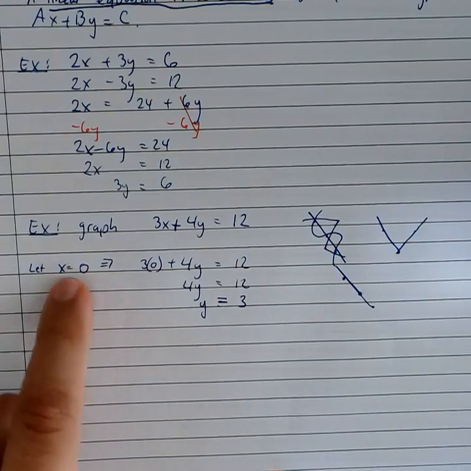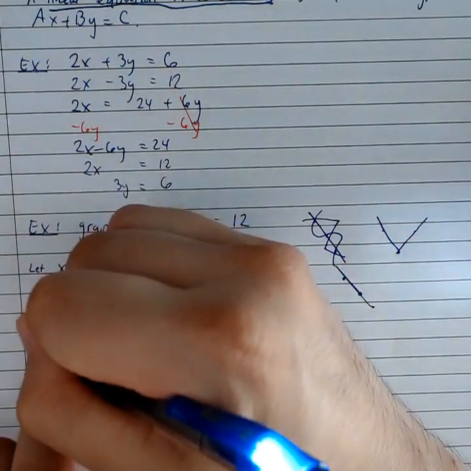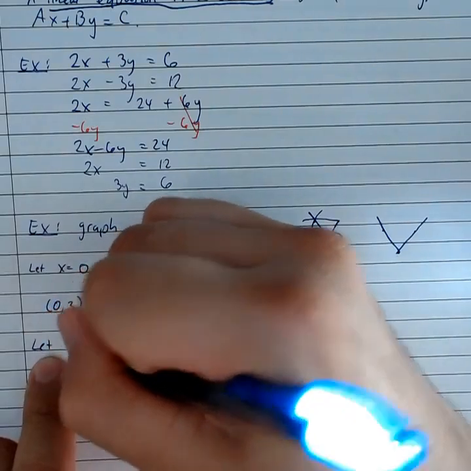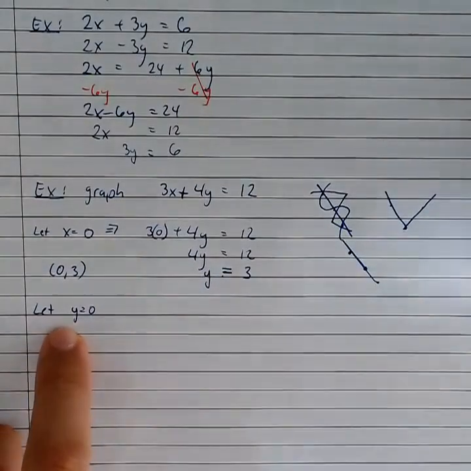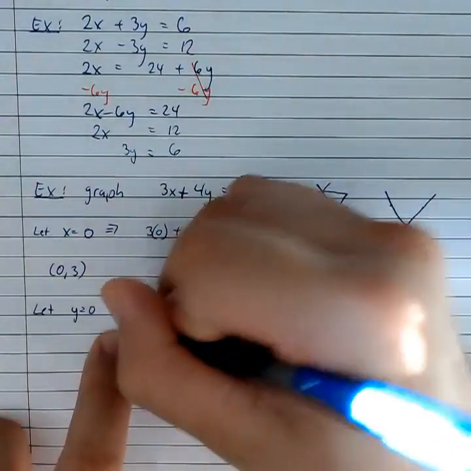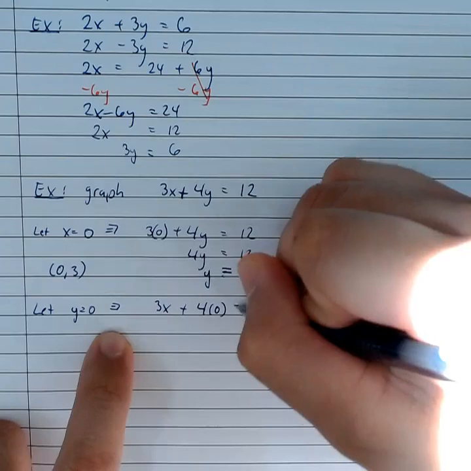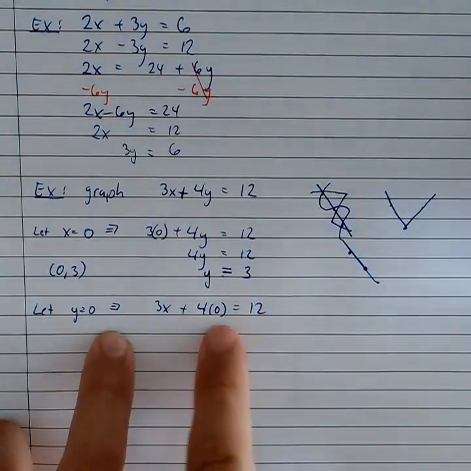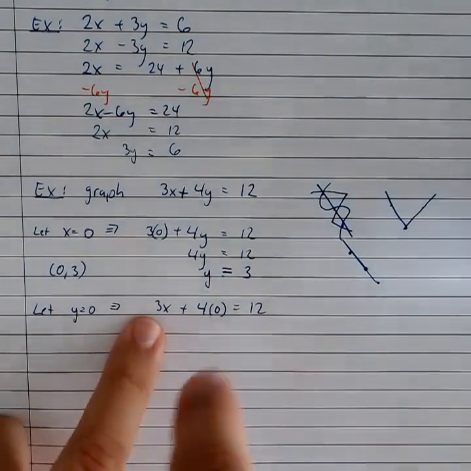I can choose to plug in another number for x. I could say x is equal to 5, or 2, or really anything else I like. But I don't have to choose just for x. I could also plug in a number for y. Here, I'm going to choose something simple, in this case 0. And if I let y equal to 0, that's going to make my equation 3x plus 4 times 0 equals to 12. Here, 4 times 0 is 0, so we can ignore that. And that's just 3x equals 12.